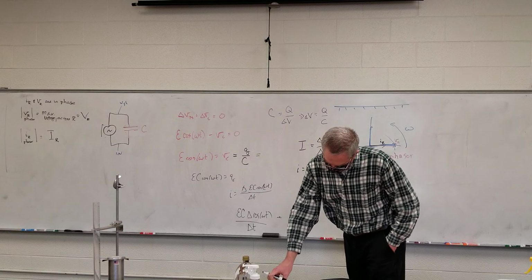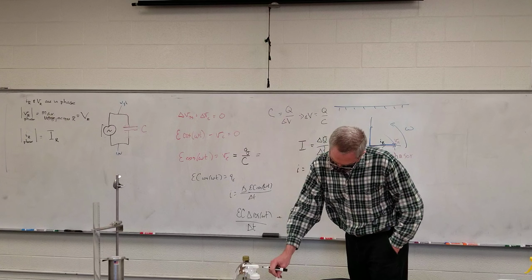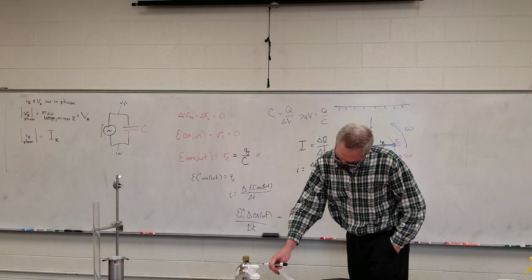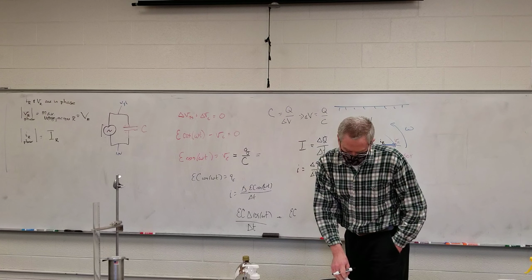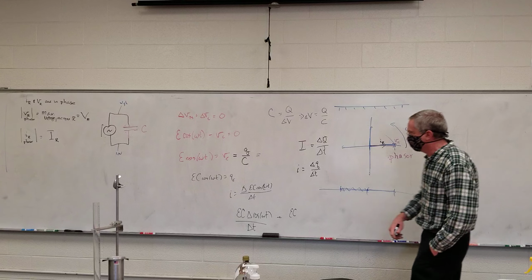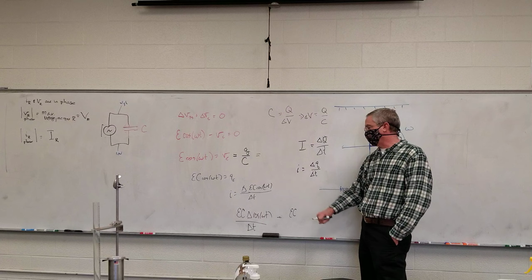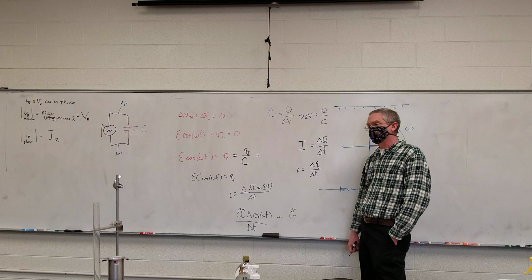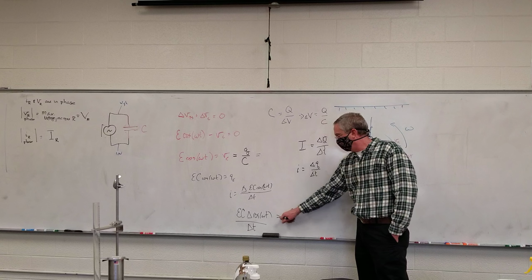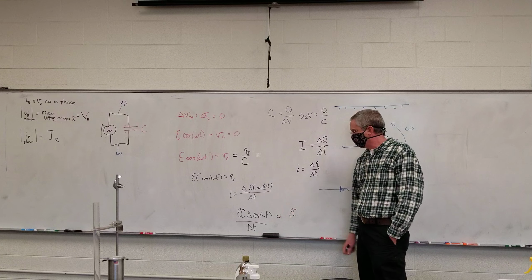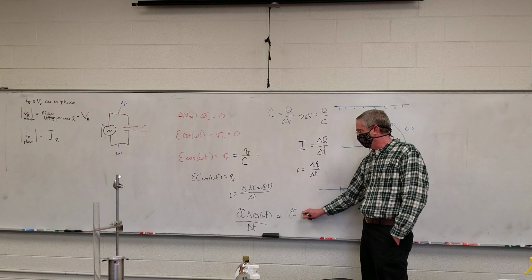Still not convinced I haven't screwed up the minus sign. We'll run with it. Let's assume my notes are correct. What's the change in cosine omega t over the change in t? Do the t's cancel out? Nope.